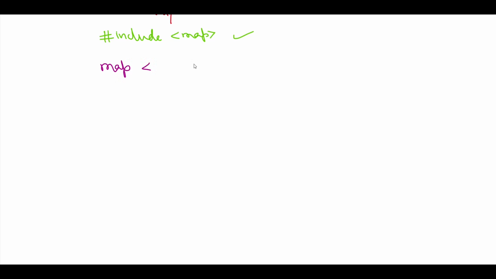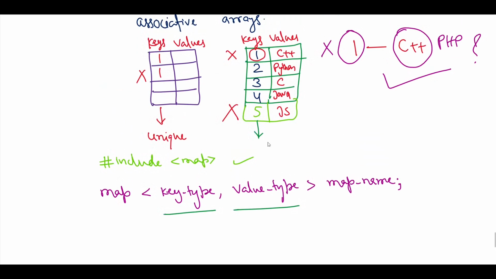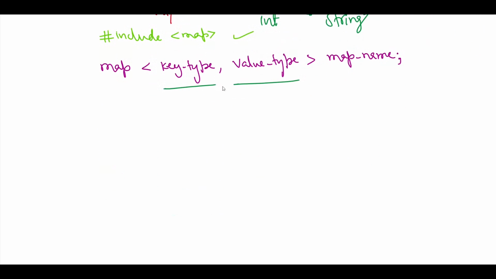You have to write map, then you have to write the type of key, so it's key type, and then the type of value that you want to put here, and then finally the map name, so it will be a variable name, right? And why do we have separate key type and value type? As you have seen here, we have keys of integer type, but we have values of string type, so we could have multiple types here. Even if you want to have integer and integer, that is also possible. So this is going to create a map with key of type key type and value of type value type.